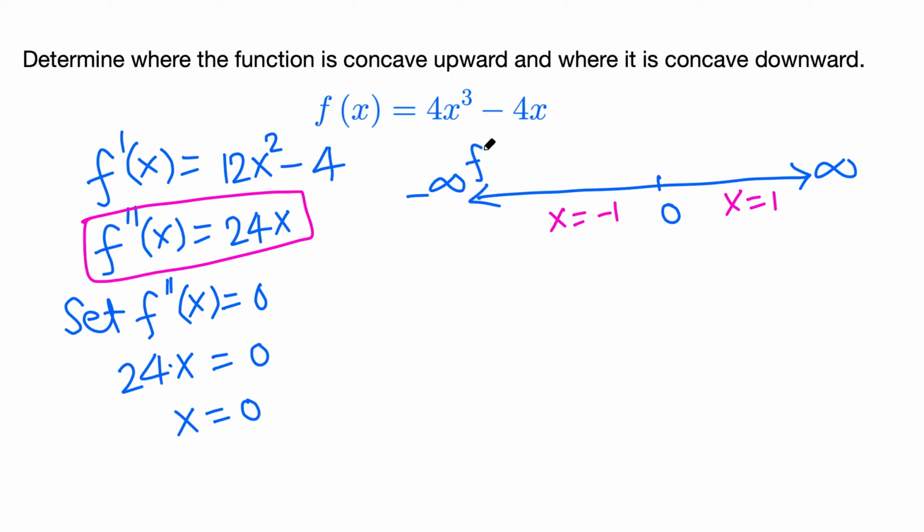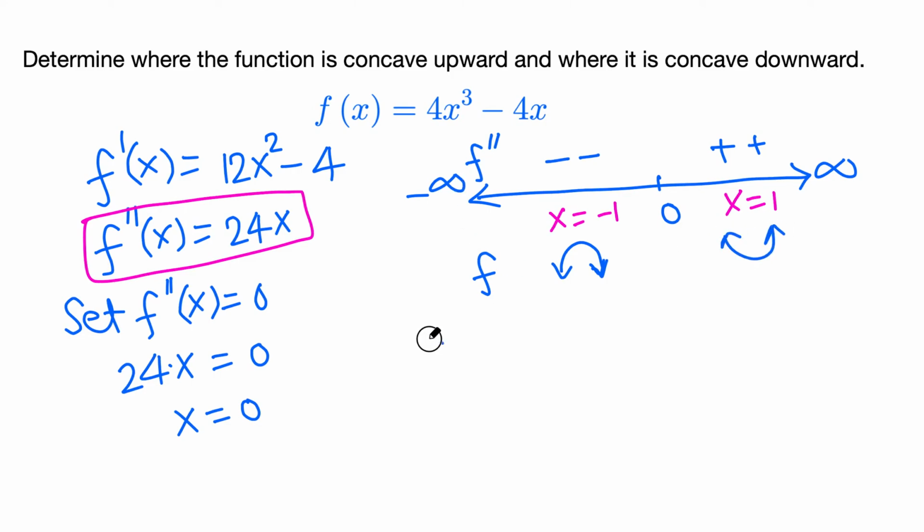So for the sign of the second derivative, plug in negative 1, so 24 times negative 1, that's negative. Second derivative negative means the function is concave downward. Plug x equals 1 in here. 24 times 1, 24, which is a positive number. Second derivative positive means the function is concave upward.